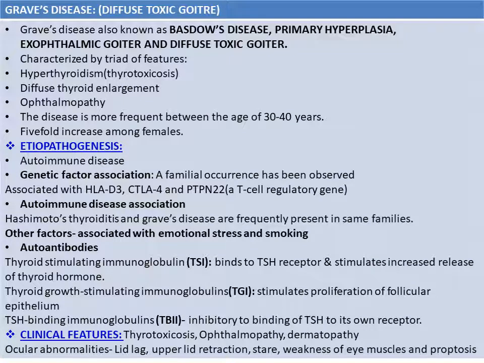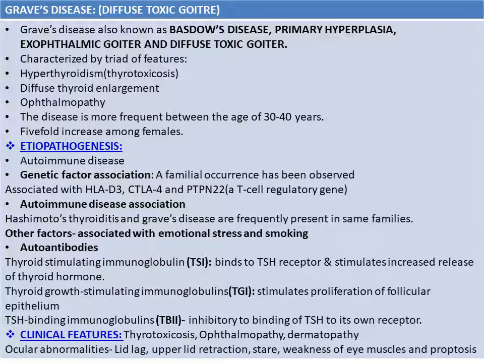Graves' disease is also called diffuse toxic goiter. Graves' disease is also known as Basedow's disease, primary hyperplasia, exophthalmic goiter, and diffuse toxic goiter.